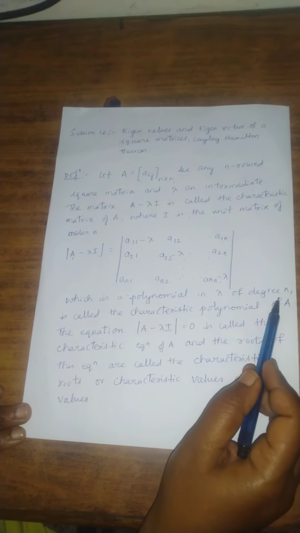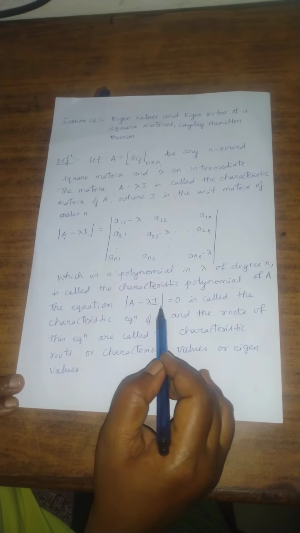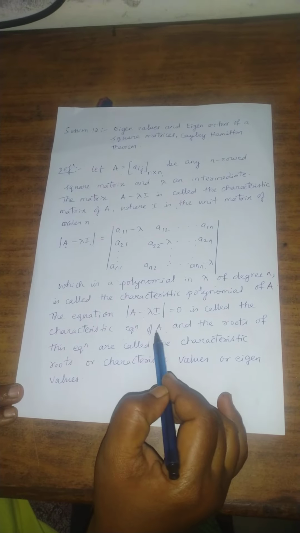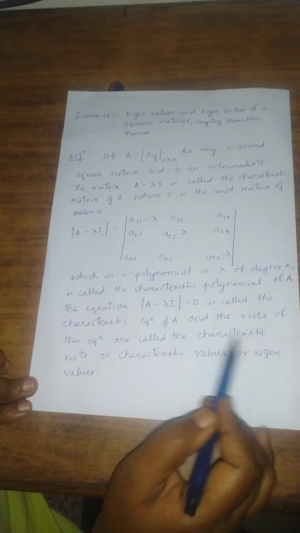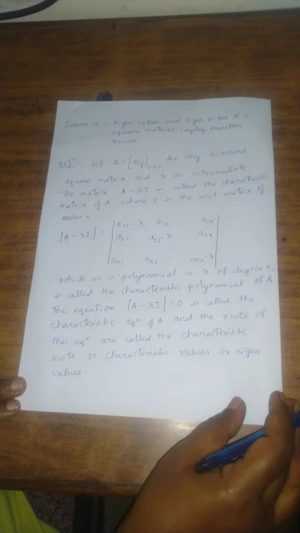which is a polynomial in lambda of degree n, called the characteristic polynomial of A. Then the equation determinant of A minus lambda I equal to 0 is called the characteristic equation of A. This is the characteristic equation, and the roots of this equation are called the characteristic roots or characteristic values or eigenvalues. So lambda is the eigenvalue that we need to find out here.